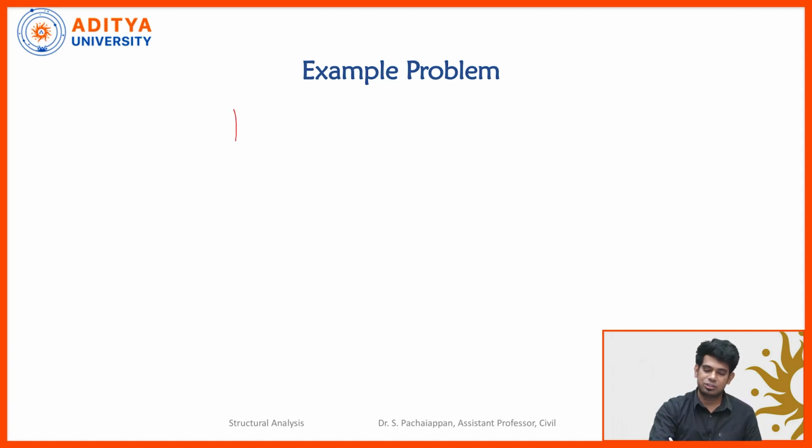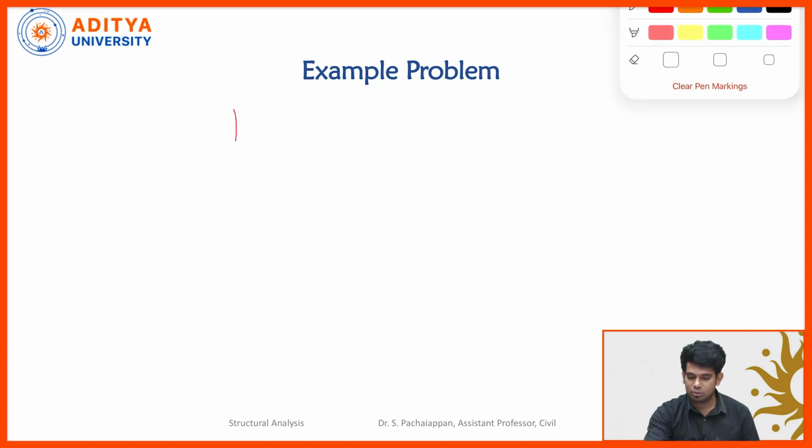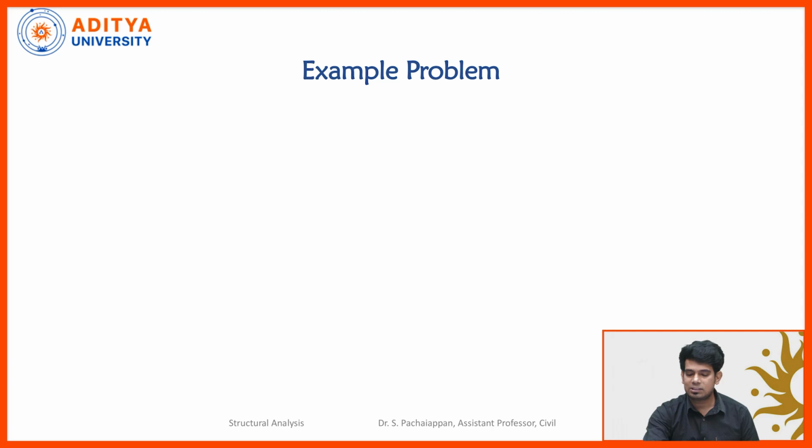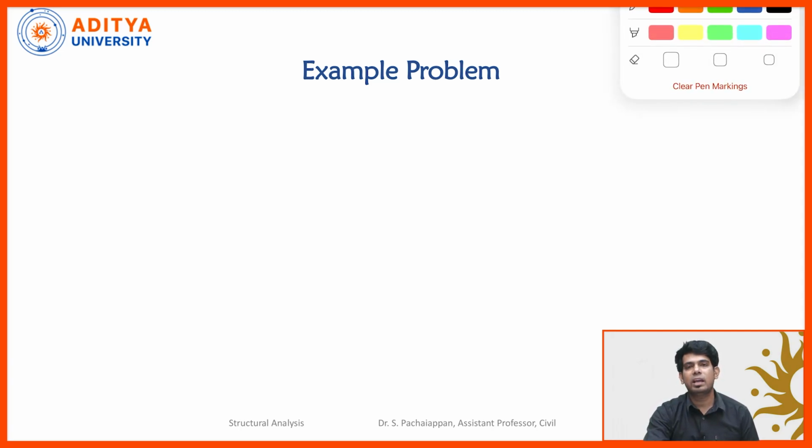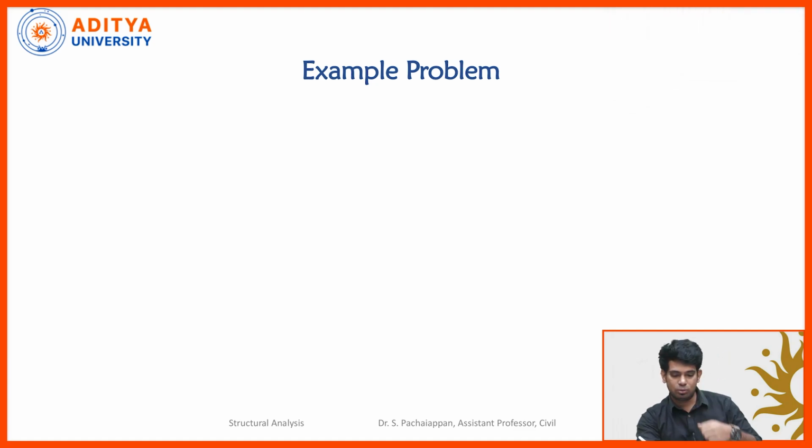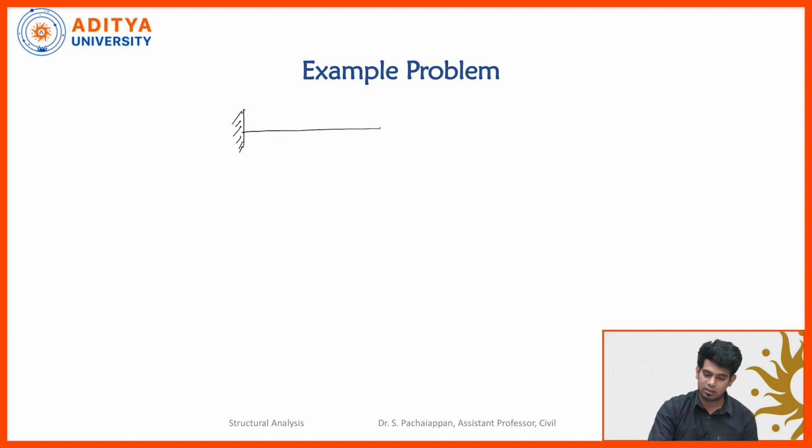Quickly, let's take another example problem. In the last lecture we discussed two span continuous beams. Here also it is a two span continuous beam only. But in the last example there was only one unknown, because support A is fixed and support C is also fixed. So in that case we had only one unknown. But today I have taken two unknowns, which are theta B and theta C.